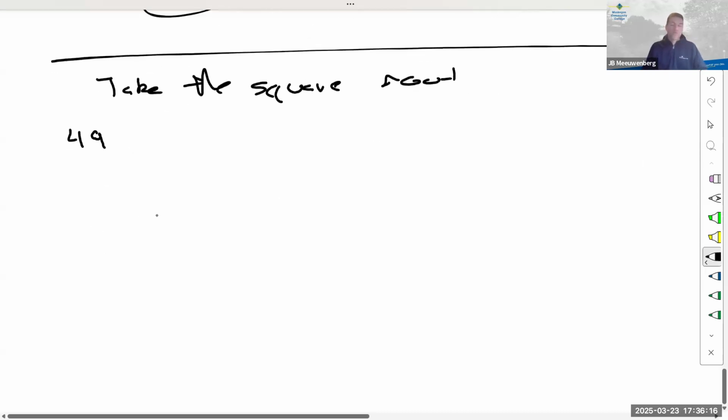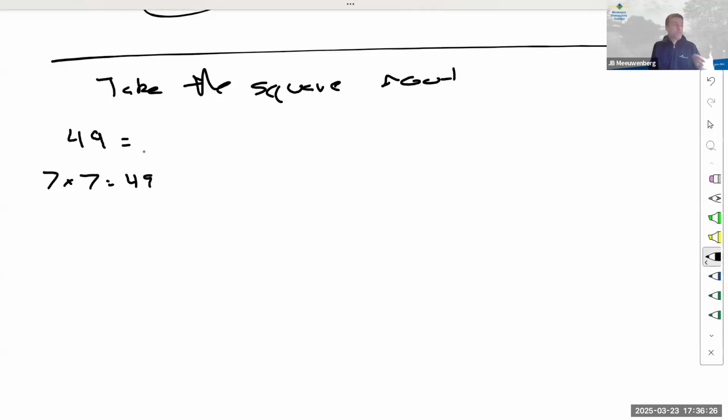And so the number 49, you may be able to just think through it and say, oh, I know that 7 times 7 equals 49. So that means that the square root of 49 is 7. Now, we also know it's -7, but for this exercise, let's just focus on that principal square root.